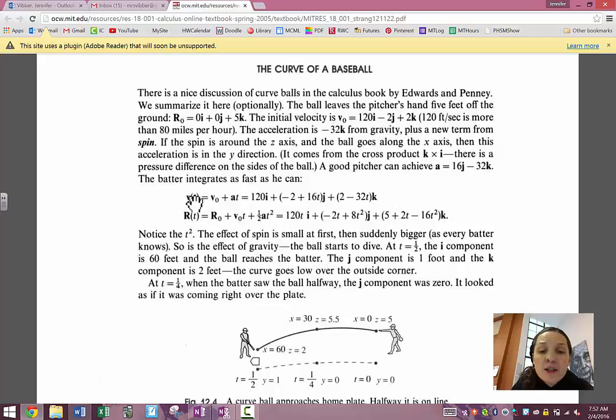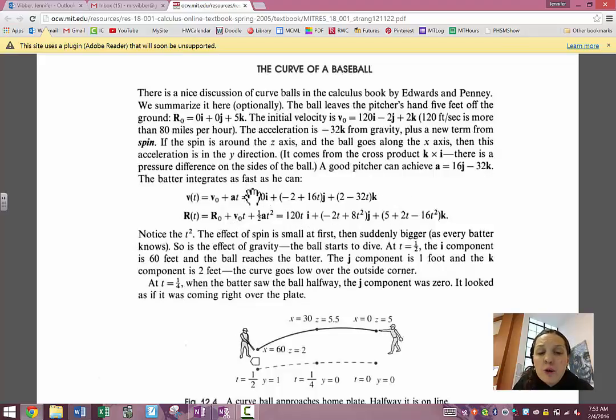So if you have a velocity vector for a baseball, it has an i component, a j component, and a k component. I believe the i component is the 120 feet per second that they are using for your initial velocity, the throw going forward. Your j component is the 16t minus 2, and I think that's your left-right value. And this 2 minus 32t here is your up-down component. So if you're ever interested in what projectile motion would look like if, instead of just up, down, and forward, backward, you want up, down, forward, backward, and left, right, you'd get something like this.